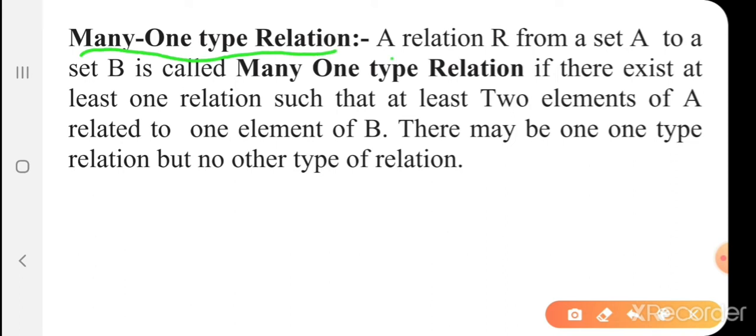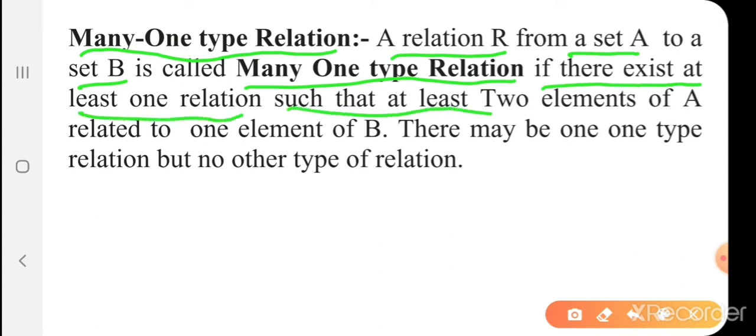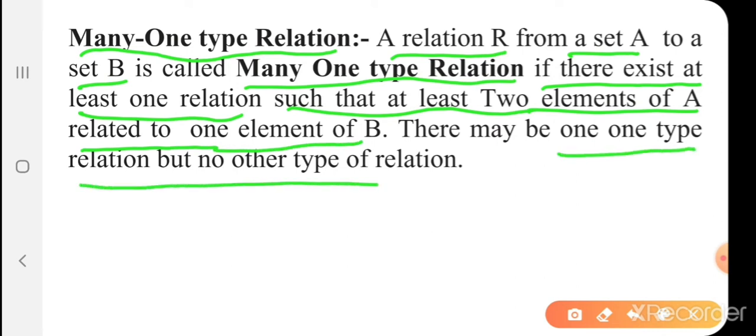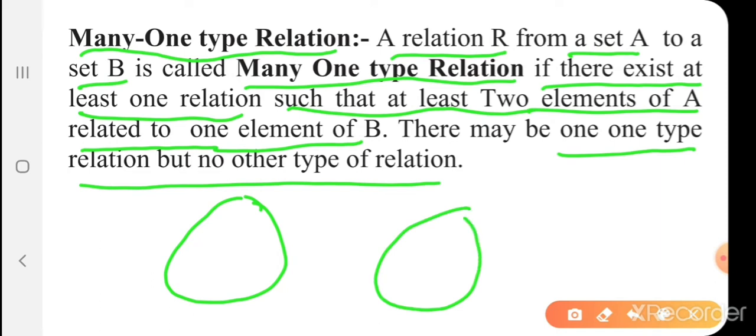So a relation R from a set A to a set B is called many-one type of relation if there exists at least one relation such that at least two elements of A set are related to one element of B. There may be 1-1 type relation, but no other types of relation. You see, this is A set, this is B set. Now that will be many one.